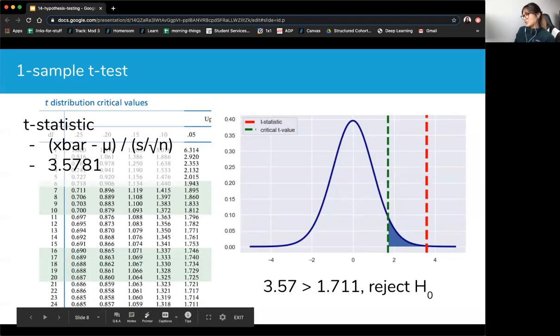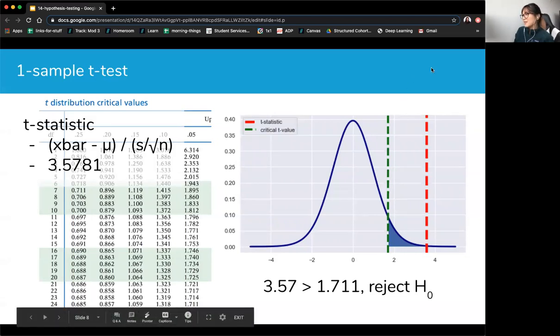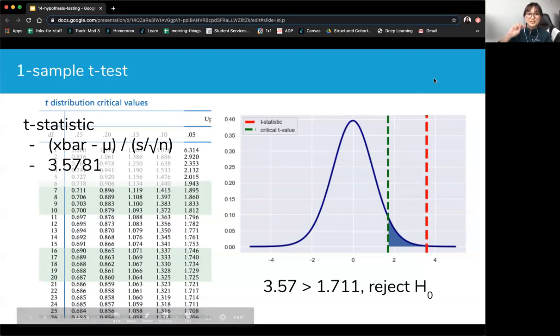With this T distribution graph centered at zero, what I like to do first, when we calculate our T statistic, is imagine where that is. So I start with this red line here. Where is our T statistic? The part that is different between a t-test and a z-test is that with a z-test, we get the z-score and look up the probability of that z-score, or the p-value.